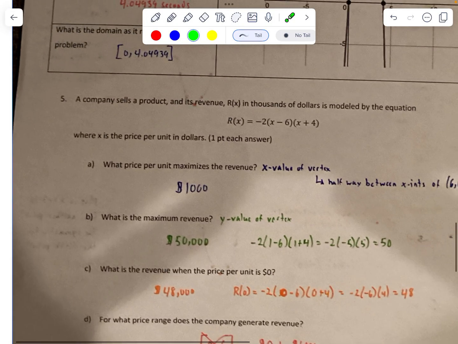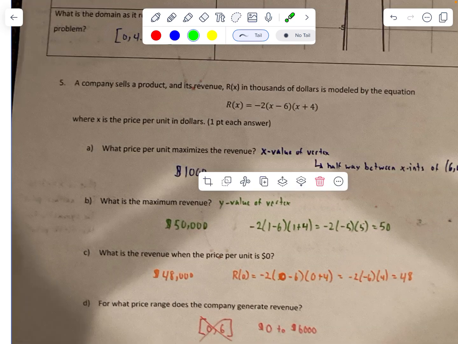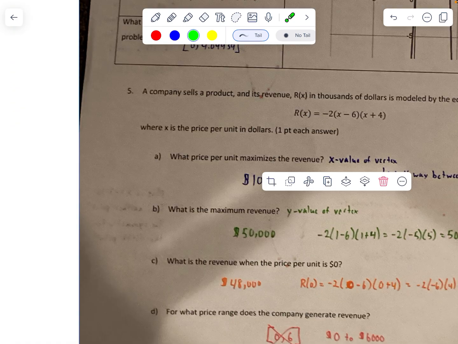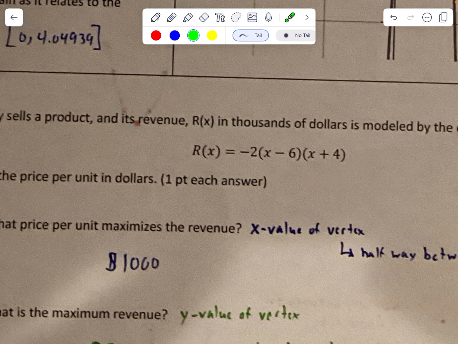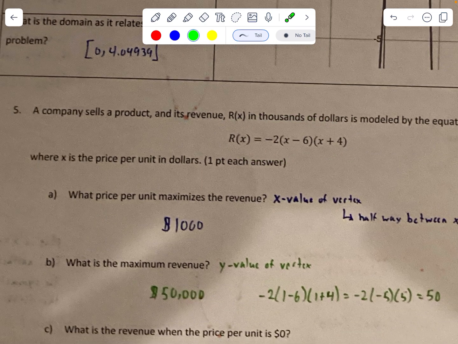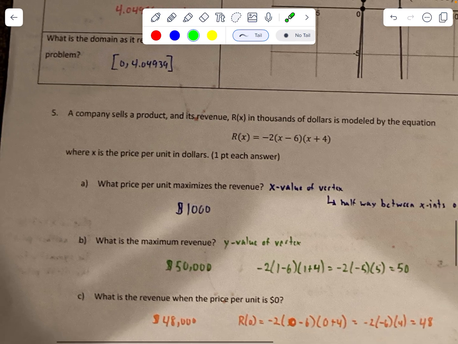Okay. And lastly, a company sells a product. Its revenue is given by this function. Revenue is how much money comes into a company. Cost is how much money goes out. And then profit is the difference of those two: how much money comes in minus how much money goes out, so revenue minus cost. This problem doesn't have anything to do with cost or profit. I'm just explaining to you what revenue is.